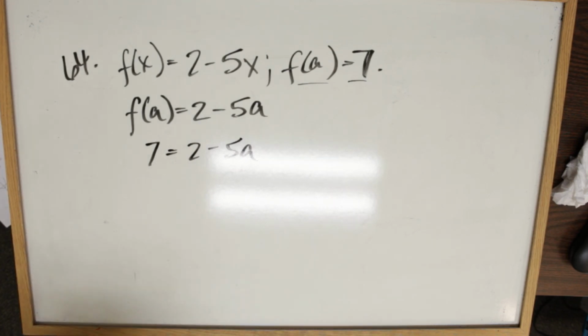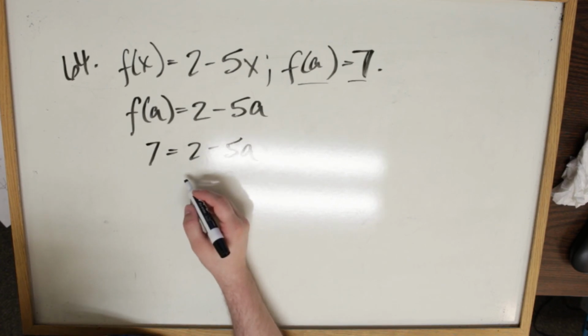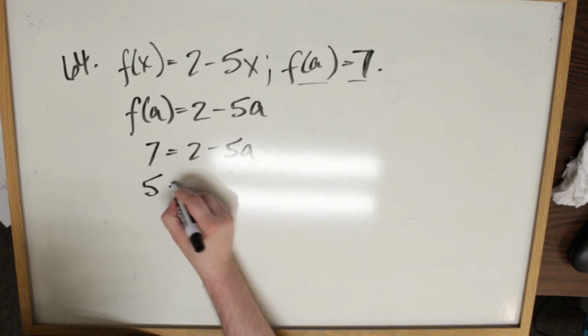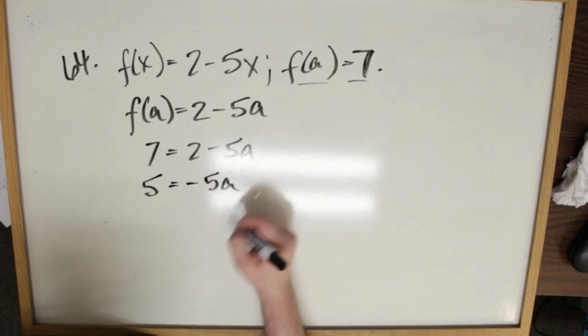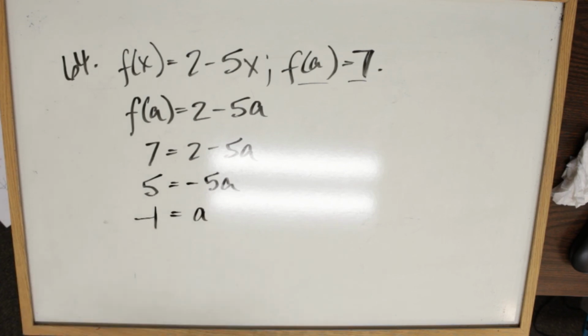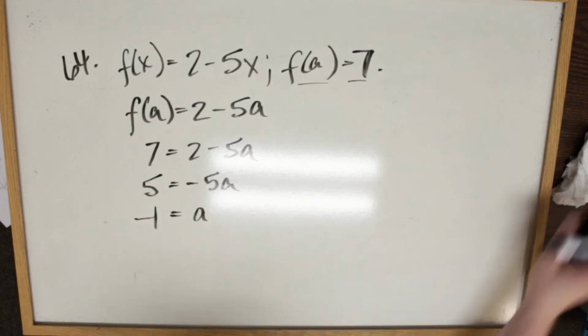And what does that mean? Now I move things around. Subtract 2 from both sides. I'm going to get 5 is equal to negative 5a, which means that a is going to equal negative 1 when I divide by negative 5. So that's 64. A is equal to negative 1. Let me do one more of those.